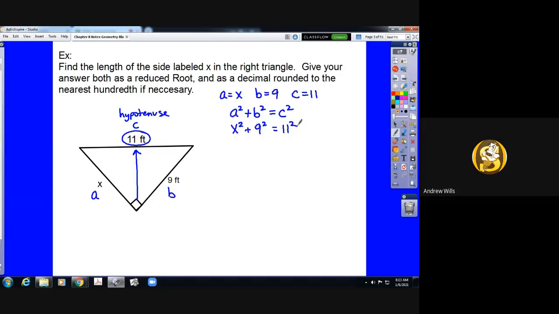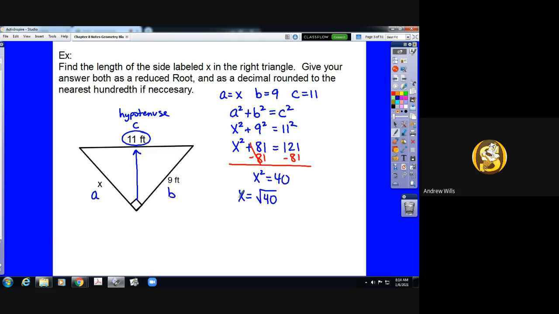So last time, on the last example, we pretty much simplified one whole side of the equation because there were no variable. Well, here we're going to have to solve instead. So we have x squared plus 81 equals 121. And then we get x squared by itself, so we subtract 81 from each side, which gives us x squared equals 40, which means that x is the square root of 40. Now, again, the 40 is not a perfect square. It does not have an exact answer, so we need to reduce that root.